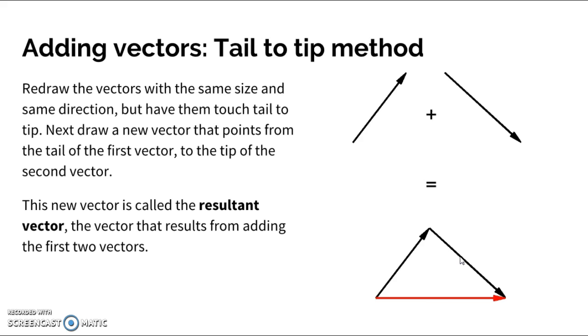Once you redraw tail to tip, here's our vector, and here's the other vector. We're adding these two together, and the resultant vector is going to extend from the tail of your first vector to the tip of your second vector. This vector here is called the resultant vector. It's the vector that results from adding your first two vectors. It's the vector sum.